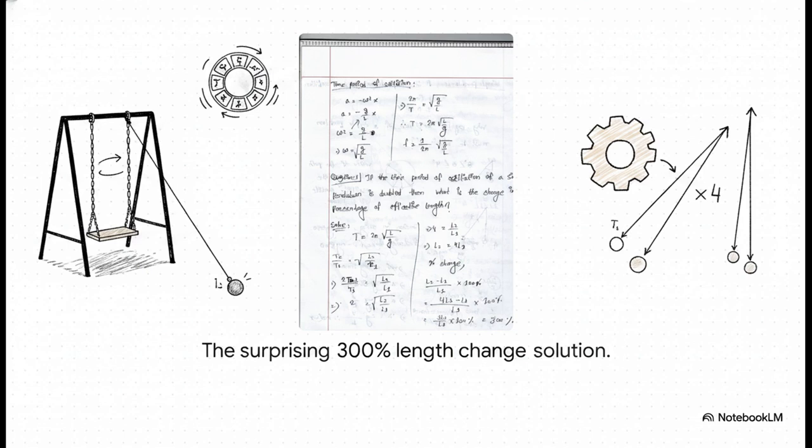Step 3, turn the crank. We set up a simple ratio for the new time over the old time. Since the time is doubled, the math clearly tells us the new chain length must be 4 times as long. To find the percentage change, we take the new length minus the old length, divide by the old length, multiply by 100, and wow, you get a massive 300% increase in length. See how easy that pattern makes it?